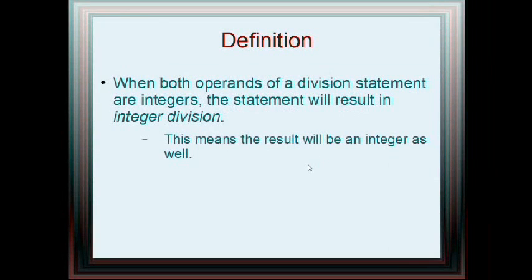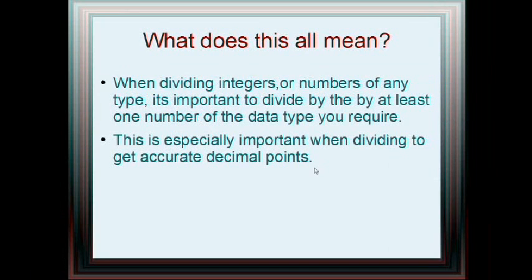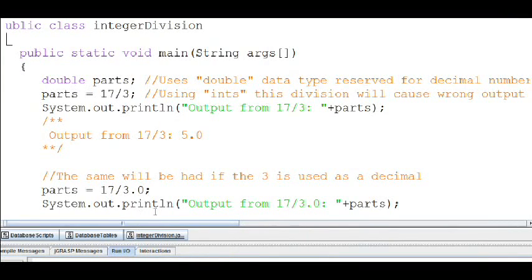Here's the definition given by the book. When both operands of a division statement are integers, the statement will result in integer division. This means the result will be an integer as well. What does this mean? When dividing integers, or numbers of any type, it's important to divide by at least one number of the data type you require. This is especially important when dividing to get accurate decimal points, which we'll have an example of on the next slide. Here we have our integer division demonstration.